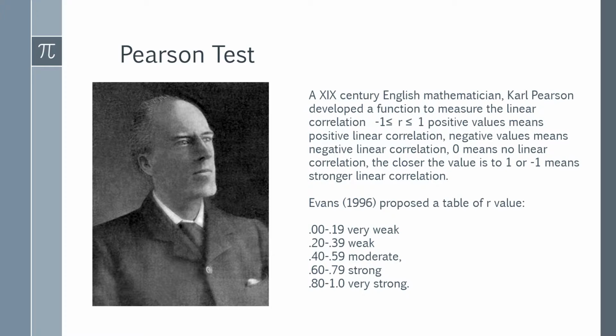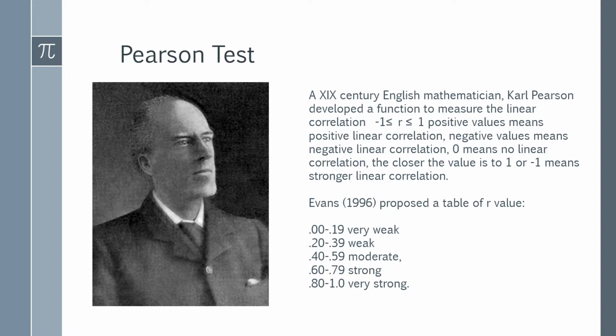A 19th century English mathematician, Karl Pearson, developed a function to measure the linear correlation. Positive values mean positive linear correlation. Negative values mean negative linear correlation. 0 means no linear correlation. The closer the value is to 1 or to -1, the stronger the linear correlation. Evans, in 1996, proposed a table of R values.